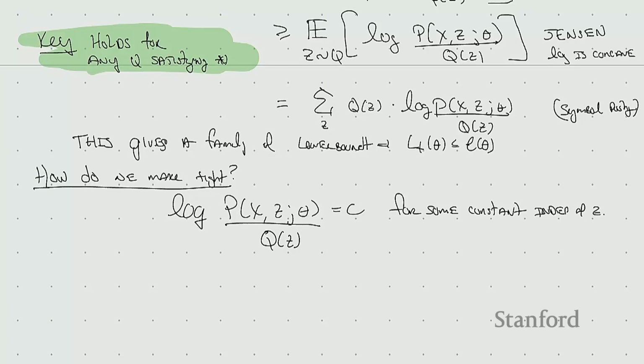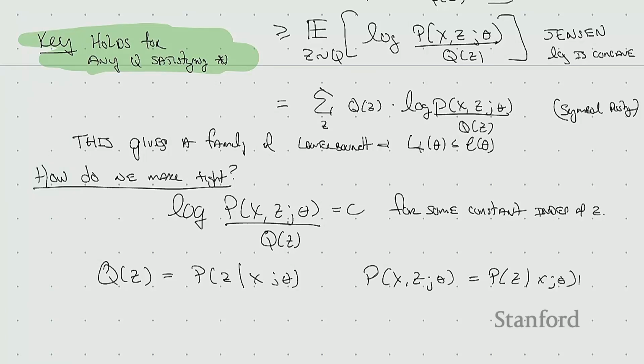All right. So what is the natural choice? Well, it's that q of z should equal p of z given x, theta. Why is that? Well, this is also equal to, so this is because p of x, z, theta equals p of z given x, theta, times p of x, theta. So if I plug these in, they cancel out. And c is equal to log p of x, theta. Okay?